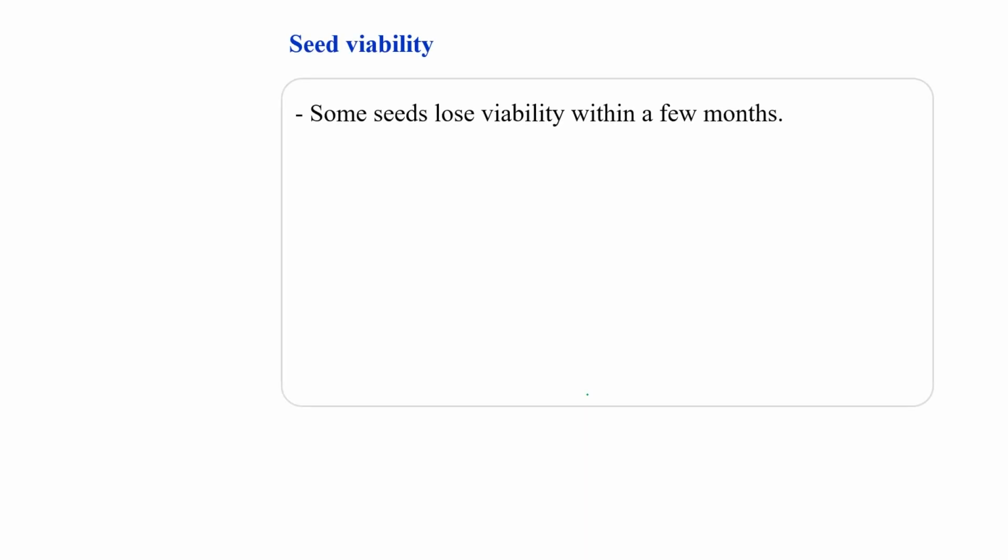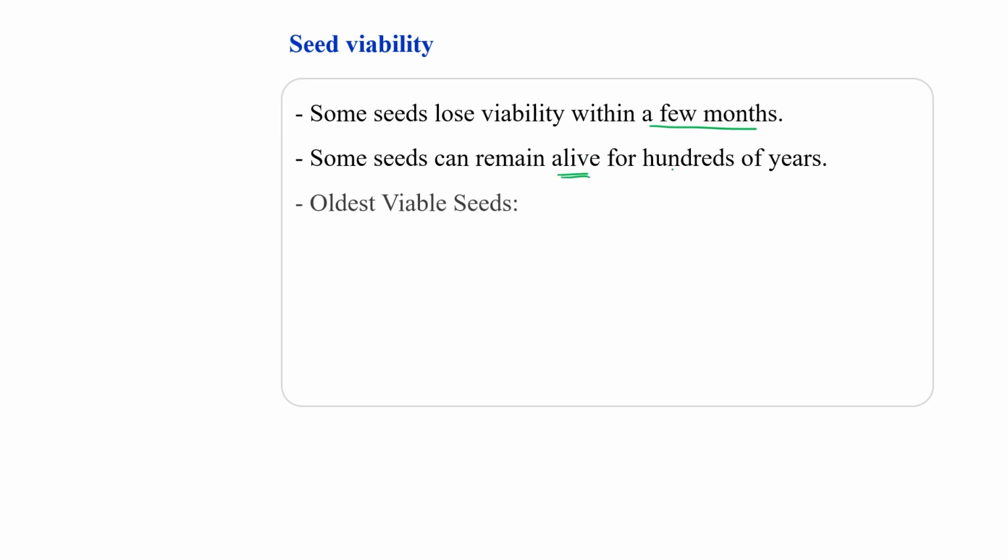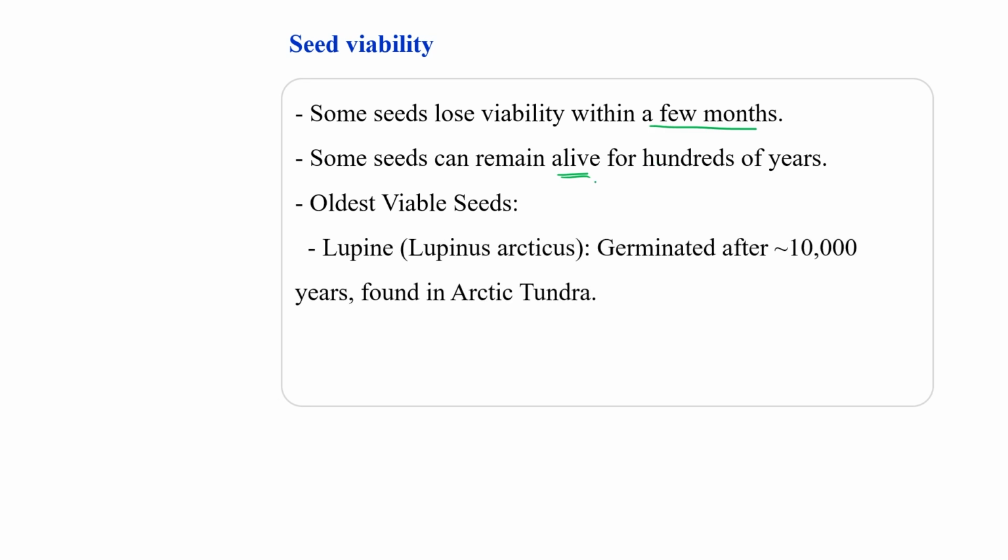Seed viability. Some seeds lose viability within a few months. Some seeds can remain alive for hundreds of years. So it depends upon the variety of the plant. Okay. Some of the oldest viable seeds are discussed over here.